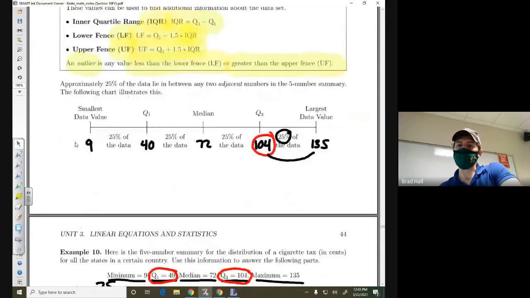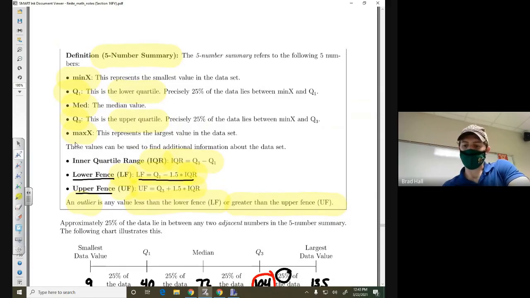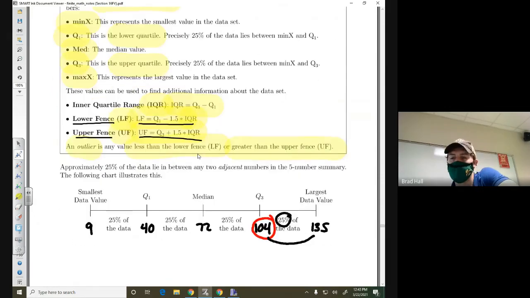You scroll up a little bit. The lower fence and the upper fence. Well, I have too much highlighter here. It's almost impossible to see. But this is where you can find them in your notes. So I'm going to rewrite them down here.